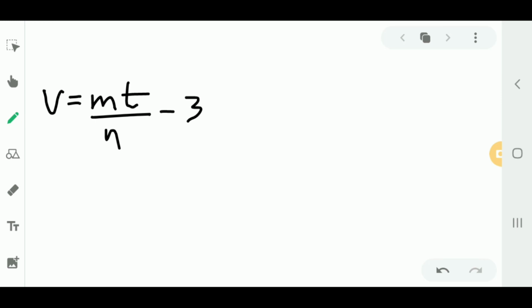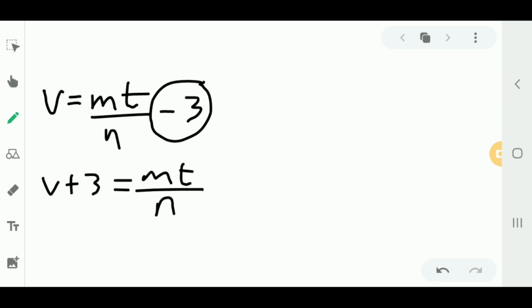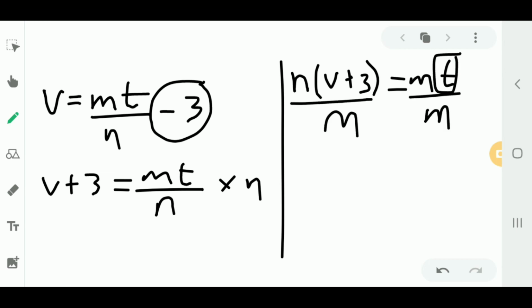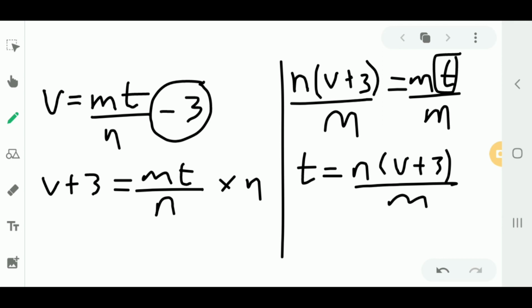So now we have this here. Again, we get rid of the subtraction or addition first, so we have V plus 3 equal MT over N. Then we get rid of the denominator, multiplying both sides by N. So we have N times V plus 3 is equal to MT. Then we want to make T the subject, so we're dividing both sides by M. The final answer is this right here.